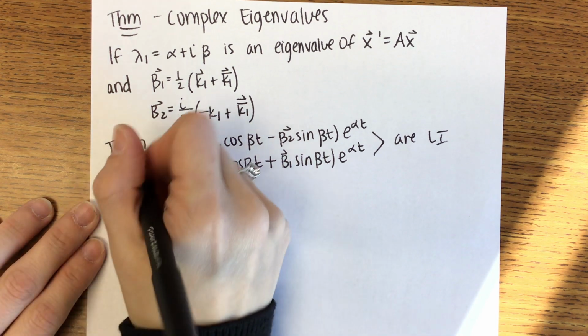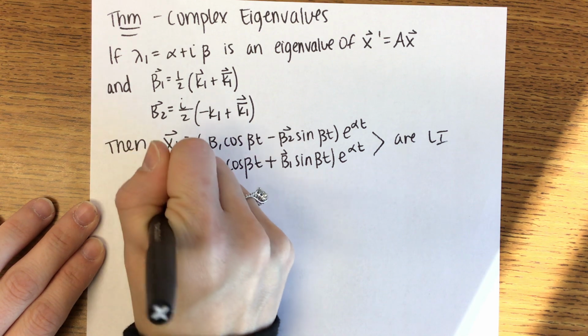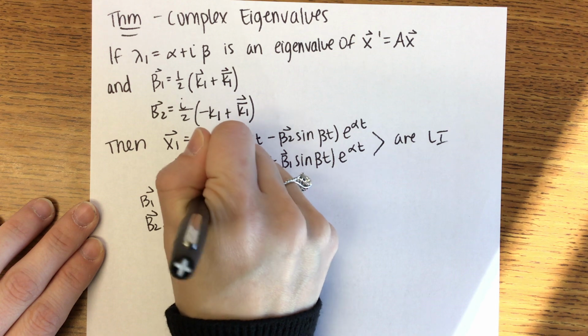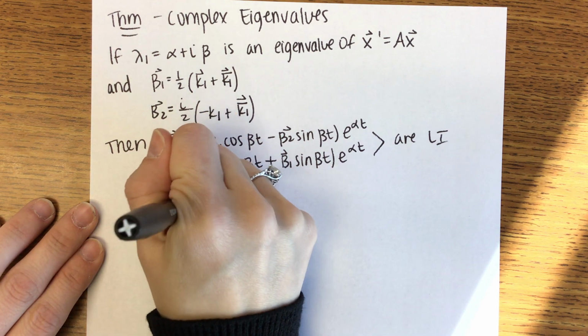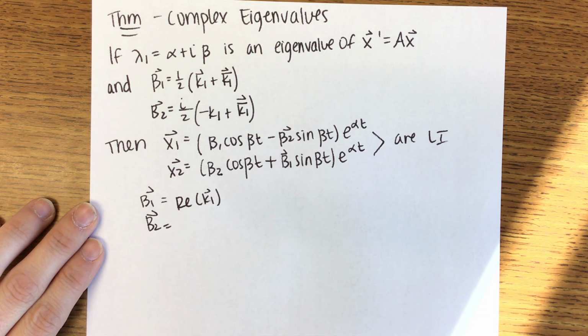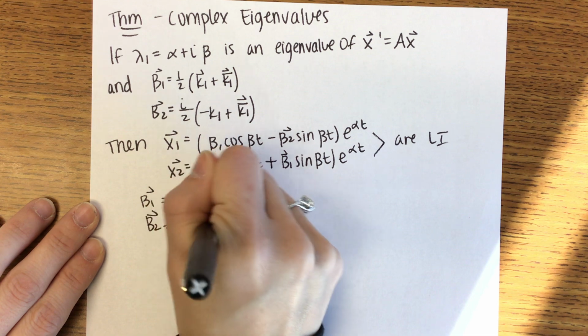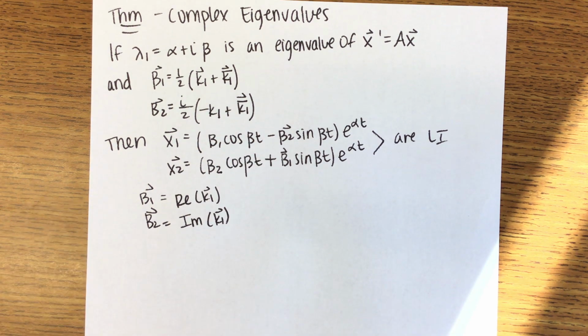Okay, that B1 and B2 are incredibly confusing. I understand that. Here's what you really need to know. When you find K1, B1 is the real parts of K1. B2 is the imaginary parts of K1. Okay, we're going to do an example that will make more sense.